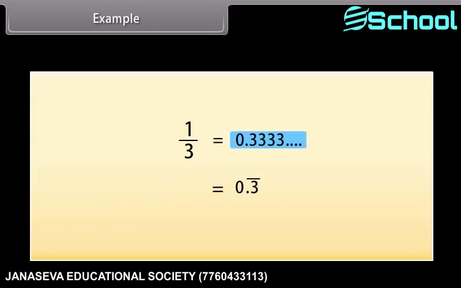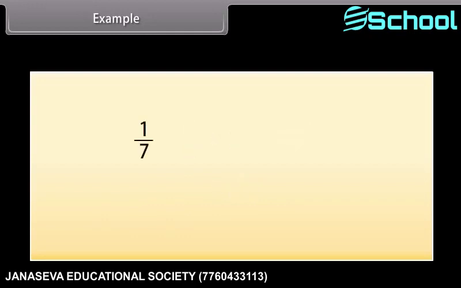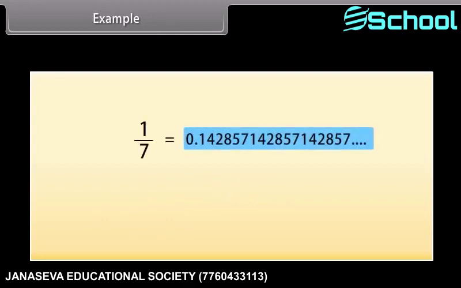Let's take another example. The decimal expansion of 1 by 7 is 0.1, 4, 2, 8, 5, 7, 1, 4, 2, 8, 5, 7, and so on. Here 1, 4, 2, 8, 5, 7 is repeating. So, we can write it as 0.1, 4, 2, 8, 5, 7 bar.